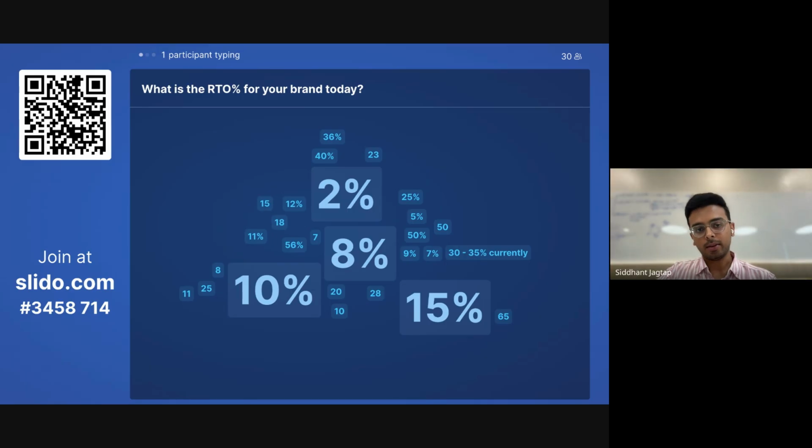Great. We can see some people with a really low percentage of 2% as well. But I think the majority is between 10 to 15%, or around 10 to 20% is the maximum range we can see. Interesting.